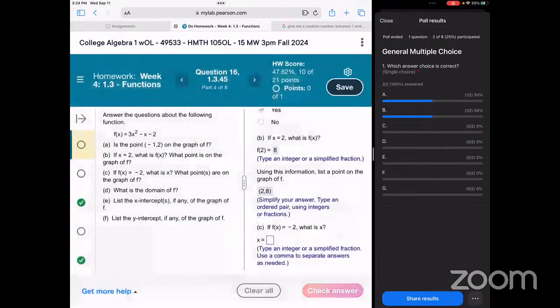If our y value is -2, then what's x? Right? Let me see if I get a different one. Answer point. Oh, no. It's just a bunch of different answer things. So just take a moment for part C. If our y value is -2, can you solve for x?